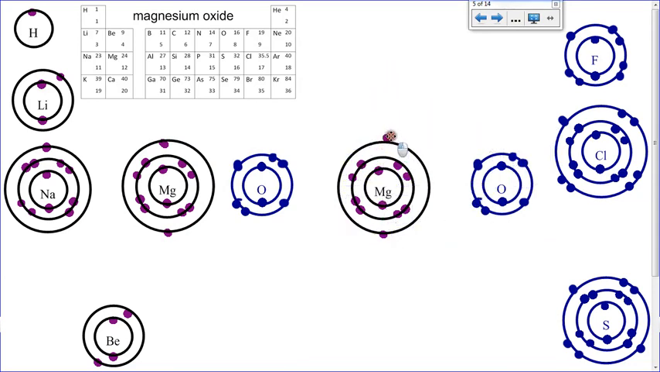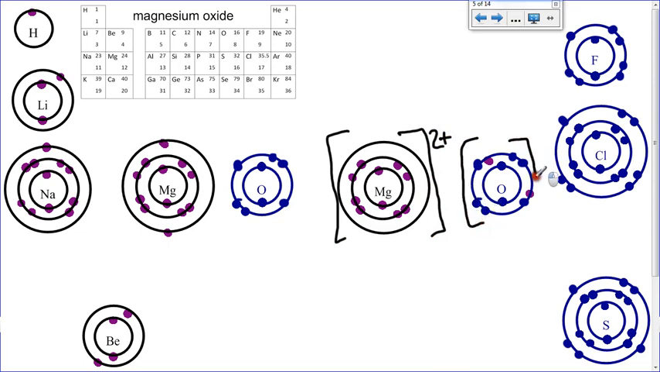Okay, so magnesium gives away 2 electrons. Magnesium, the charge on that will now be 2 positive because it's got 2 more protons than it has electrons. Oxygen will have 2 more electrons than it has protons. There we go. So our formula will be MgO, magnesium oxide.